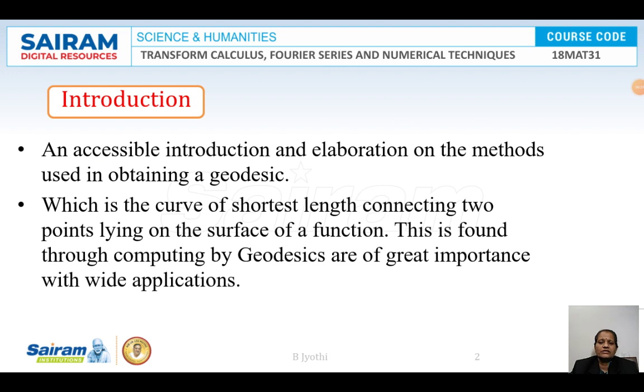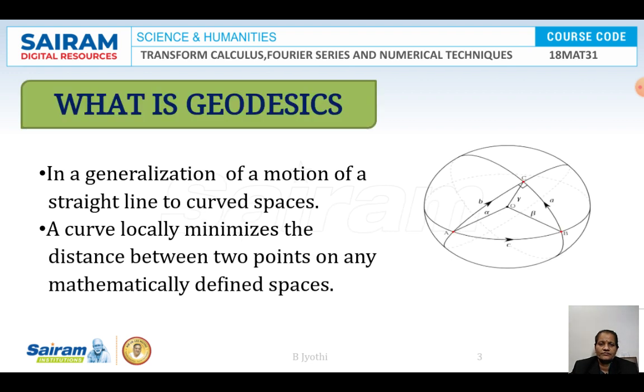An accessible introduction and an elaboration on the methods used in obtaining a geodesic, which is a curve of shortest length connecting two points lying on the surface of a function. This is found through computing. Geodesics are of great importance, with wide applications in the various fields.